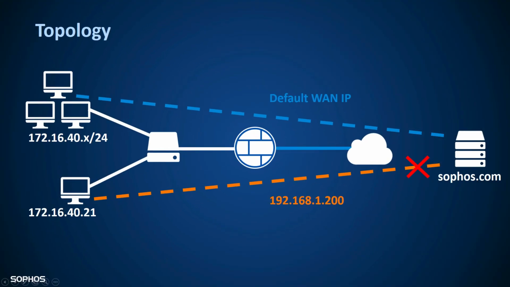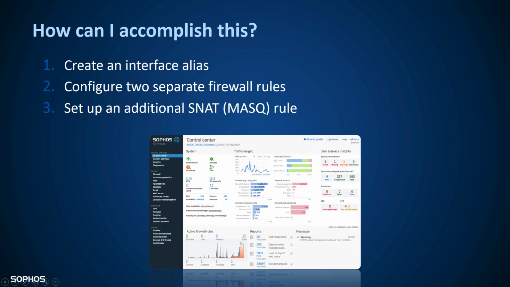In this scenario, let's say I have a regular network that I want to provide internet access to using the default WAN IP, but there's a specific host that I want to treat differently. I want this one to appear from a different external address, and also give it a different web filter policy so that it doesn't have access to sophos.com. So how can I set this up with the XG firewall?